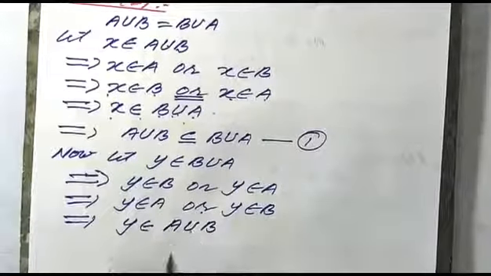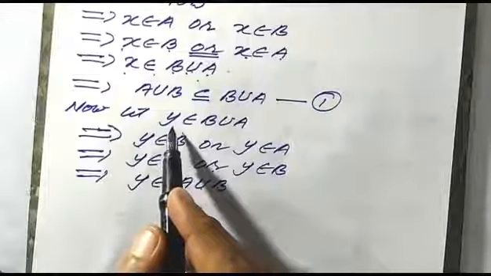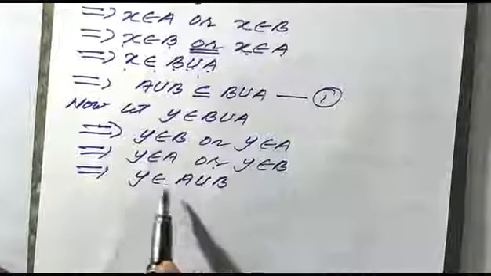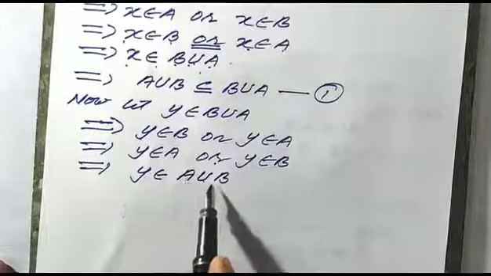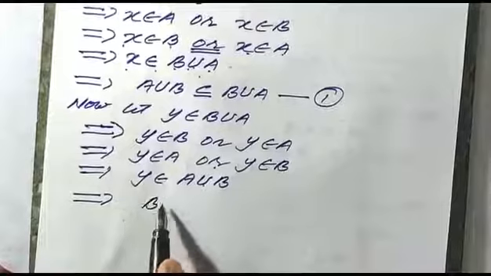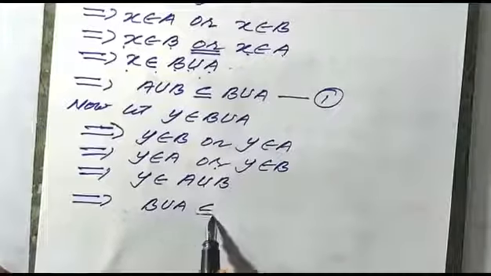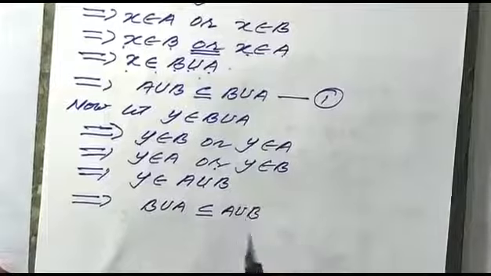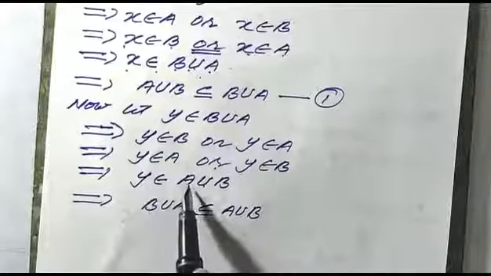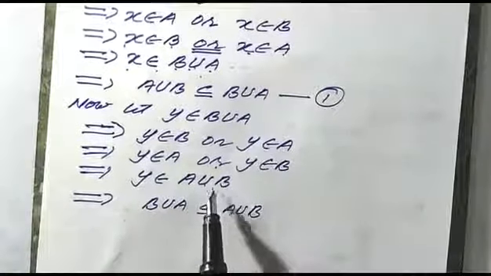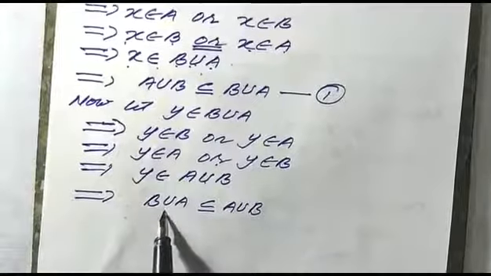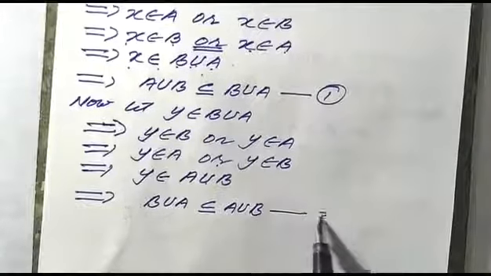We use the union operation. So we have taken an arbitrary element Y from B union A, and we have proved that Y must also belong to A union B. So we infer from this that B union A is a subset of A union B. I repeat, if Y belongs to B union A, it must also belong to A union B. That means A union B must contain all the elements of B union A. So we may write it as B union A is a subset of A union B. Let it be equation number 2.